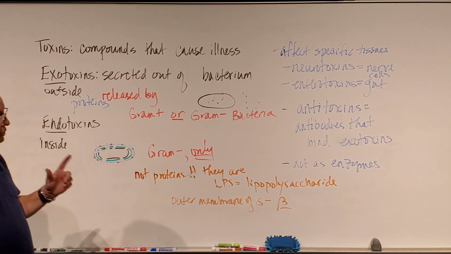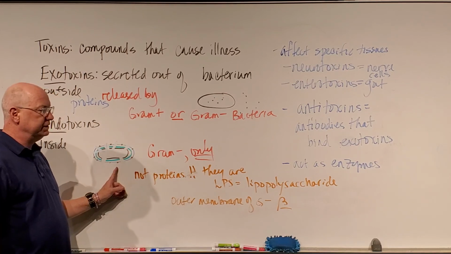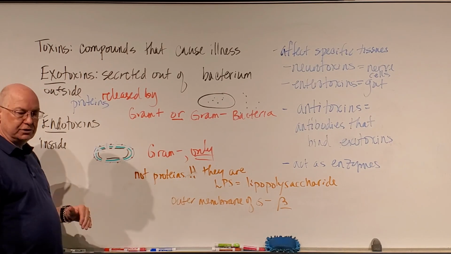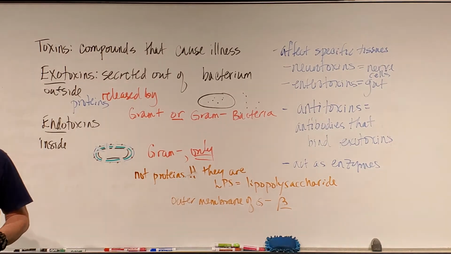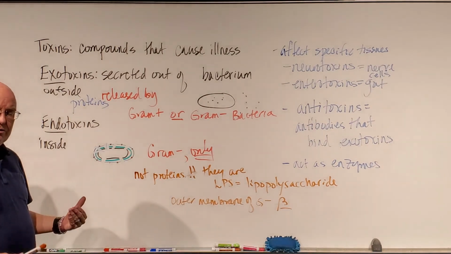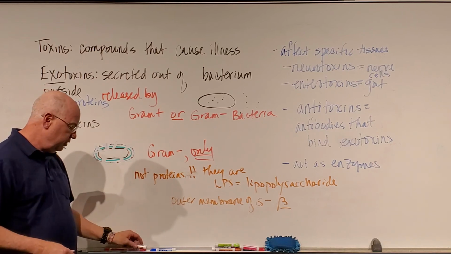One of the things that we do know also is that we don't tend to produce antibodies against these, and so there are no antitoxins for the endotoxins, only for exotoxins. And finally, they're usually not very specific for a type of cell or tissue. They make you sick and can damage cells wherever they go.